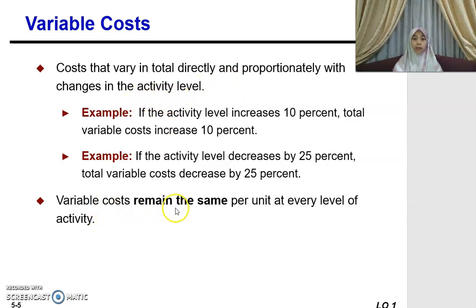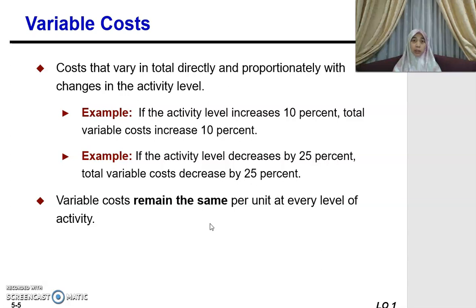Okay, so variable costs remain the same per unit at every level of activity. So for variable costs, you need to know how the cost behaves, and you need to know the per unit as well as the total. You need to understand the behavior.